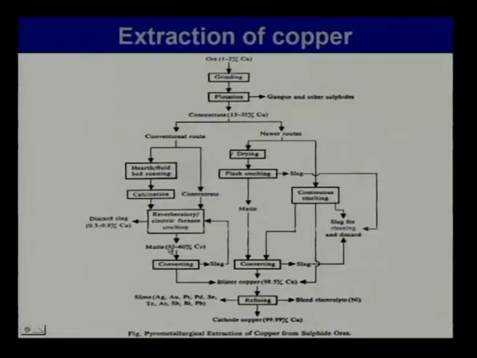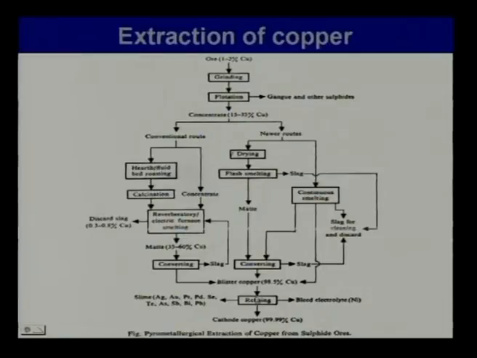Then this goes through a process called converting. Converting is a process of oxidation where, as we oxidize iron sulphide and copper sulphide matte, a stage comes where suddenly copper comes out of the system. And there is some slag also. The slag will be put back to the reverberatory furnace because it may contain some iron. The copper that has come out goes for refining.